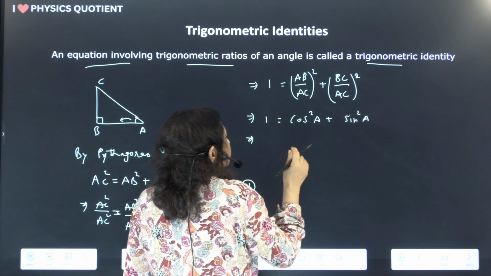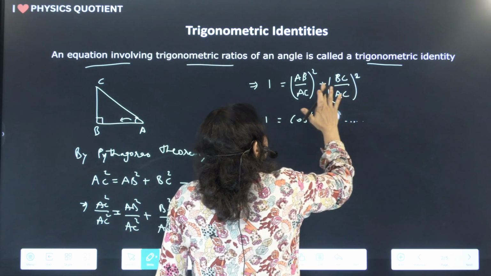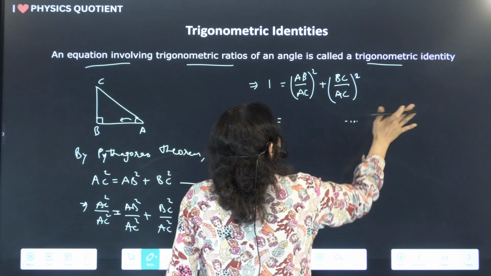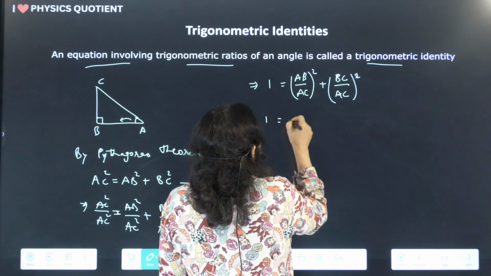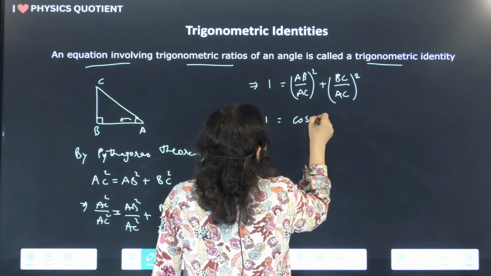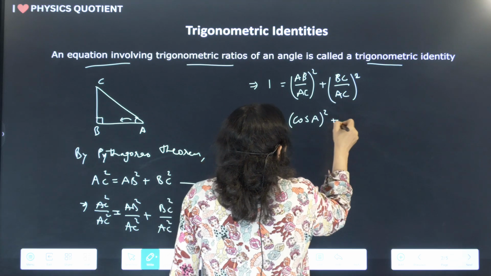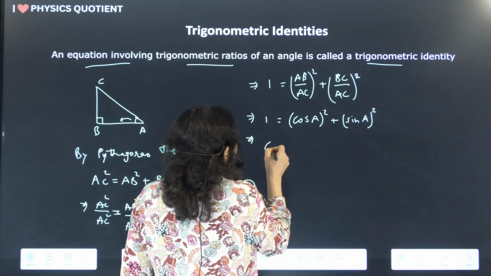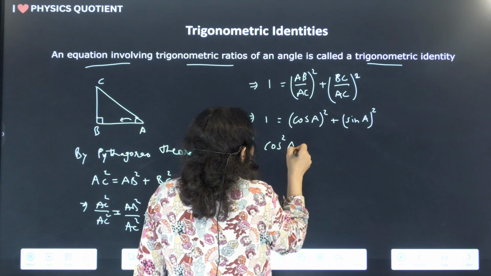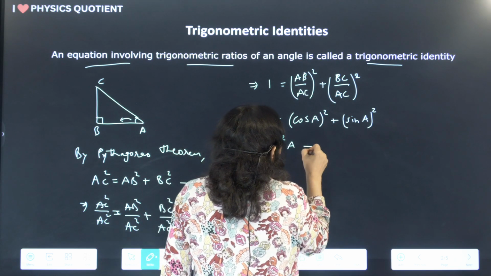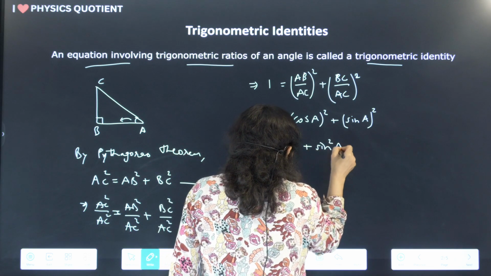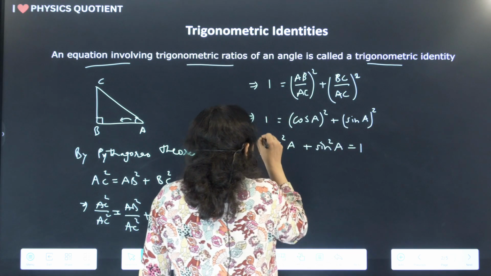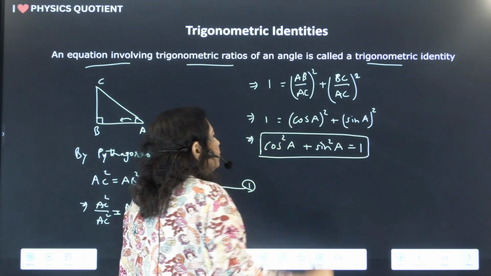This implies we can write like this, cos A whole square plus sin A whole square. So we can write it like this, cos square A plus sin square A equal to 1. This is one identity, you have to remember it.